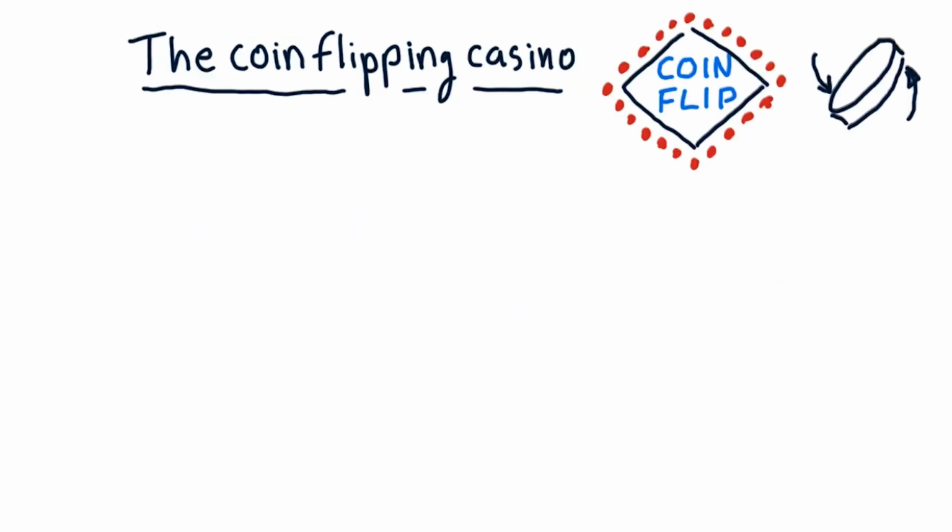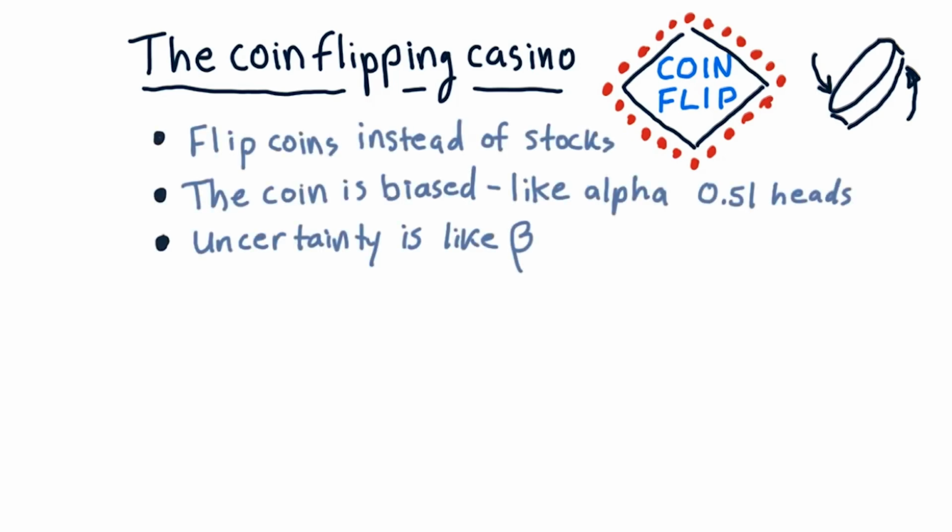Now we're going to explore these ideas in a thought experiment called the coin flipping casino. Instead of buying and selling stocks, we're going to flip coins, and we're going to bet on the outcome of whether those coins come up heads or tails. That's analogous to a single investment or a single trade in a stock where you buy it and hold it, and either you make money or you lose money. Well, we're going to flip a coin and either make money or lose money.